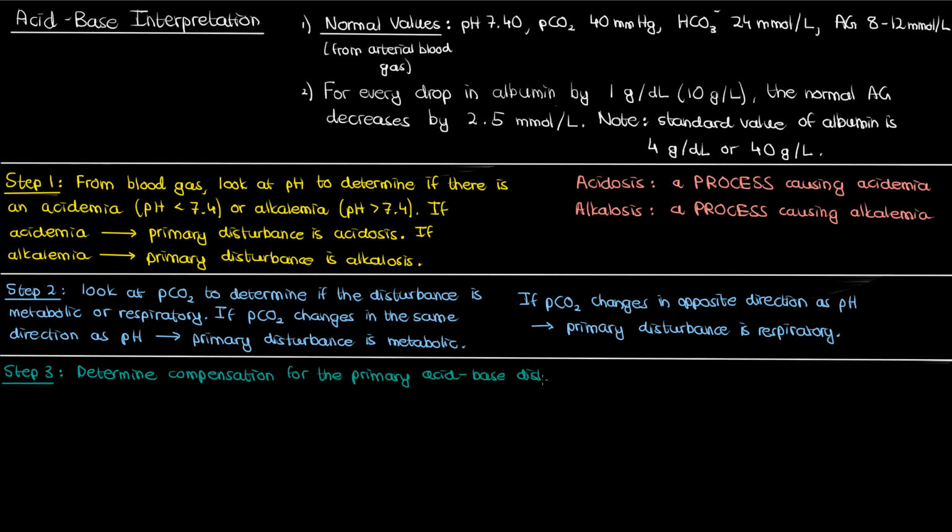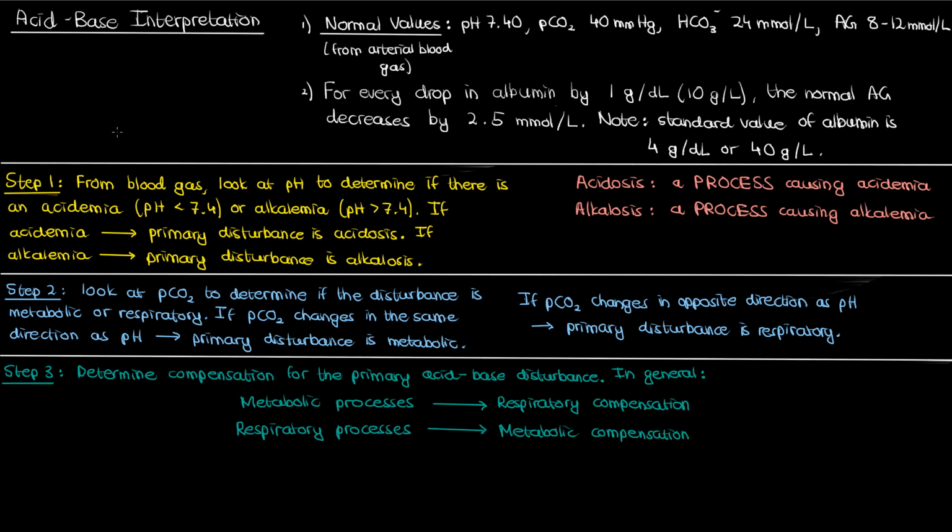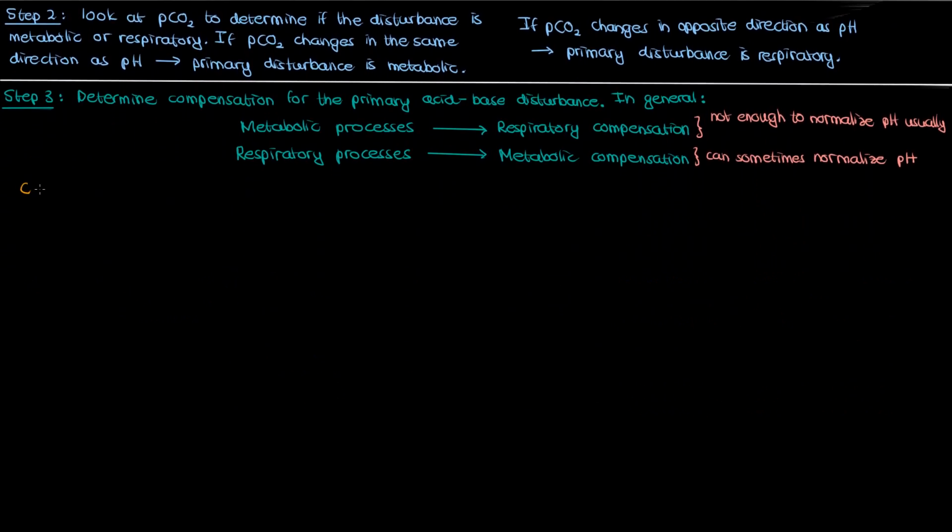Keep in mind that especially for metabolic processes, there is respiratory compensation, and that for respiratory processes, there is metabolic compensation. In general, for metabolic processes, the compensation is not enough to normalize pH. For respiratory processes, especially when given enough time, on the other hand, the metabolic compensation can sometimes normalize the pH. So that leads to the question, what is considered adequate compensation?